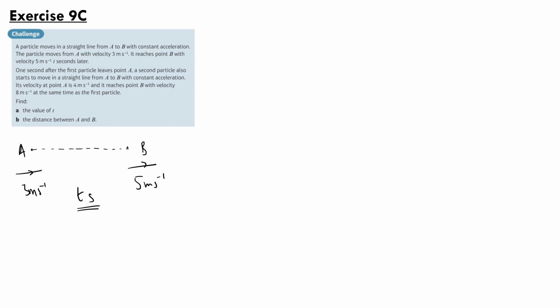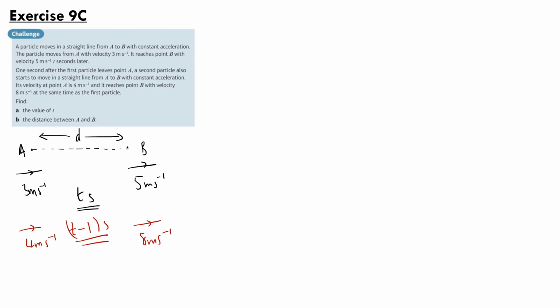And this particle, I'll do this in red, this particle's velocity at A is 4 meters per second, and it reaches point B with velocity 8 meters per second at the same time as the first particle. And because it starts 1 second later, we know that this must take t minus 1 seconds in total. So if we call this distance between A and B d, then we can use this information along with suvat to form two simultaneous equations in d and t.